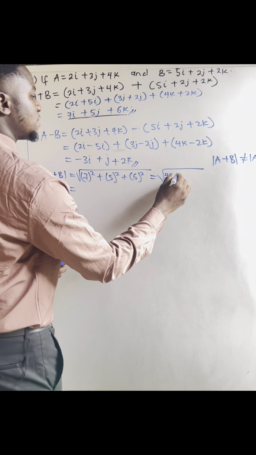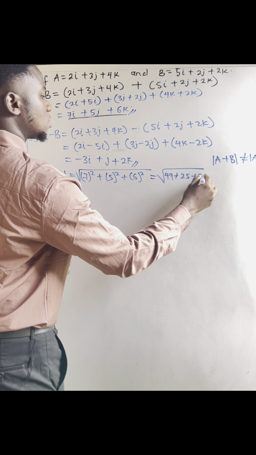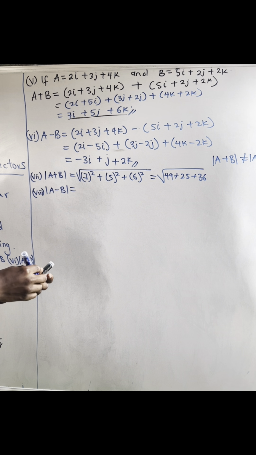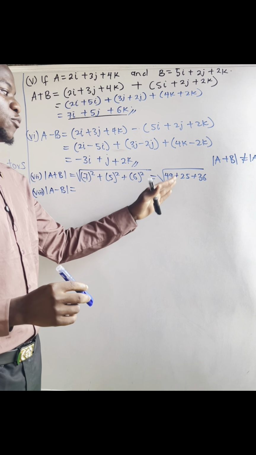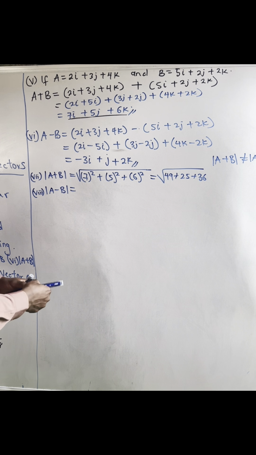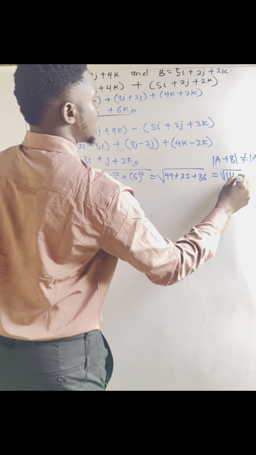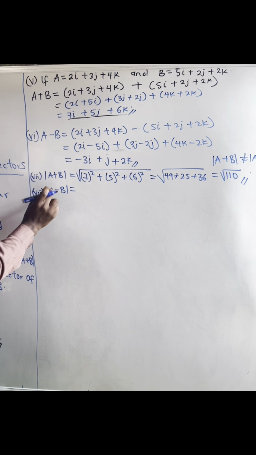5 squared is 25. And 6 squared is 36. So 49 plus 25 should give us 74. Then 74 plus 36, that will give us what? 110. So this equals the square root of 110.